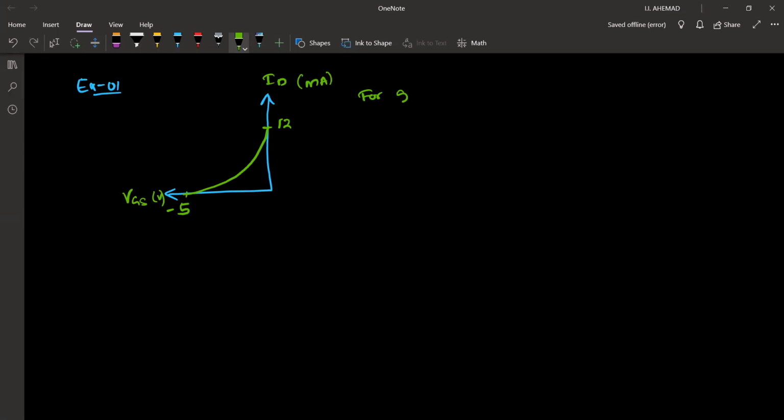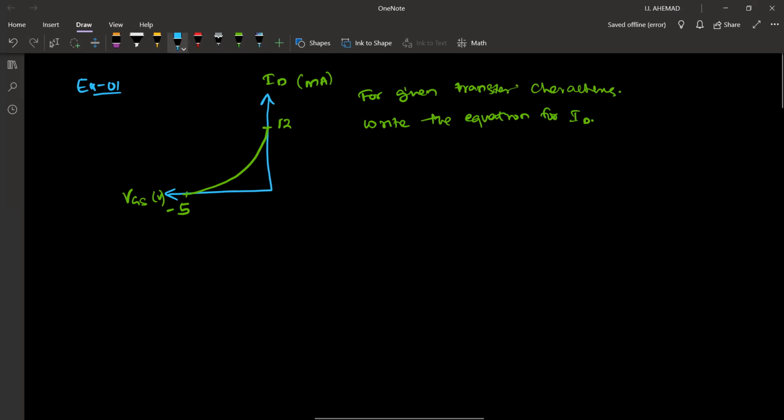For the given transfer characteristic, write the equation for ID. So what is the equation for ID? ID is equal to IDSS times (1 minus VGS over VP) squared.